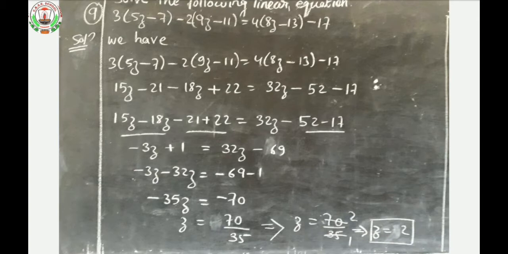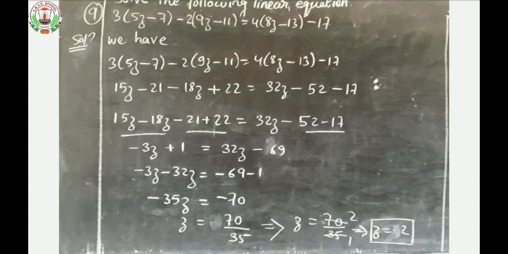So minus and minus will become plus. So z is equal to what will it be? Minus and minus will become plus. Yes, it's correct, but on both sides the negativity of the sign will get cancelled. So minus and minus will get cancelled. So the equation will be 35z is equal to 70.